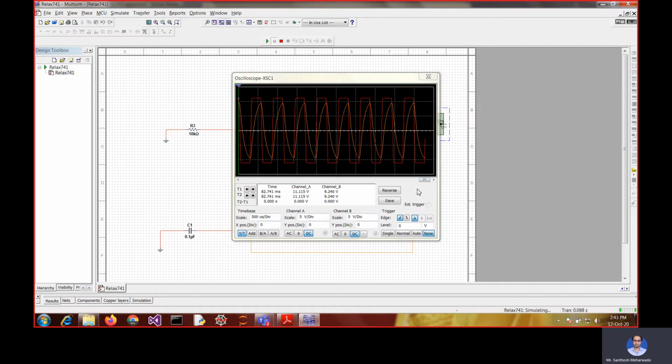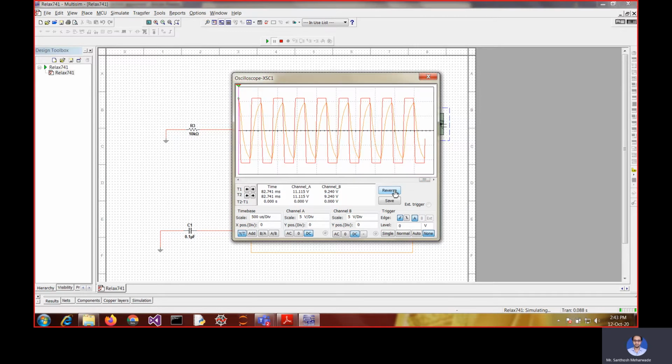If you feel the background color is not suitable and you can't read the values, just click on reverse. It's going to change the background color. Now you can read this. Here you can see a square waveform, which is your op amp output, and this triangular waveform is the charging and discharging of your capacitor.